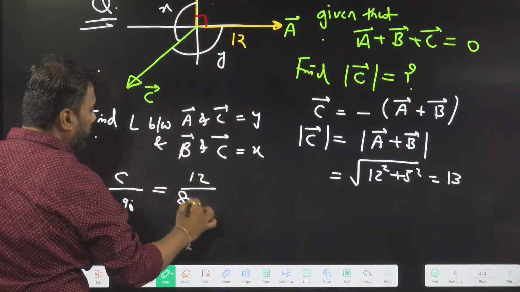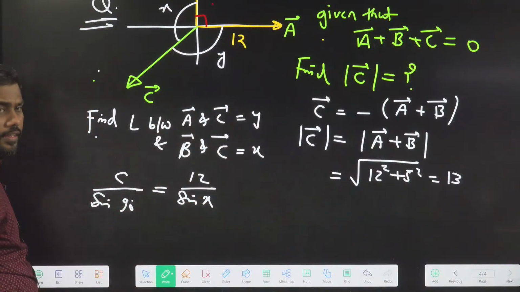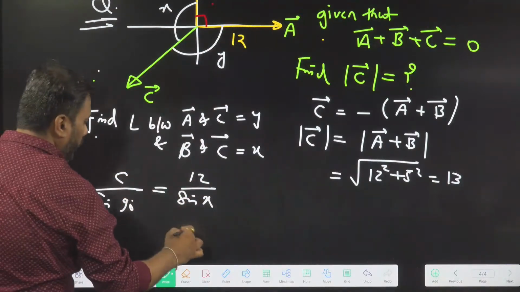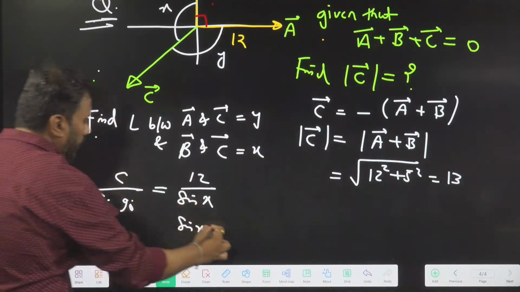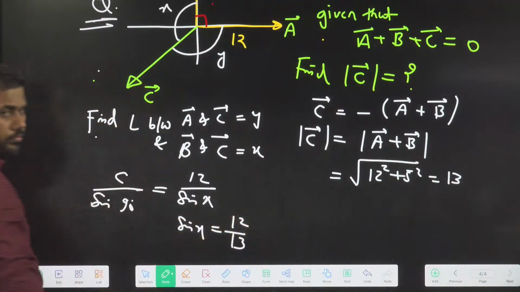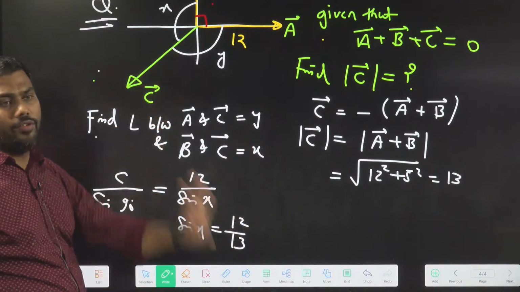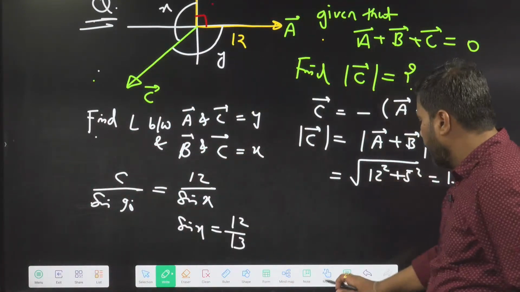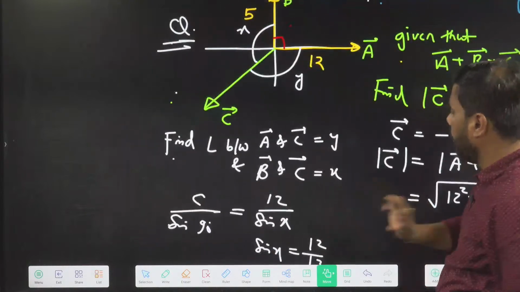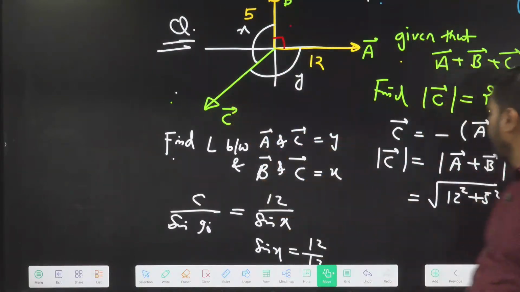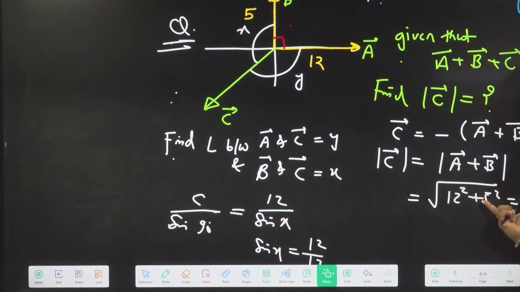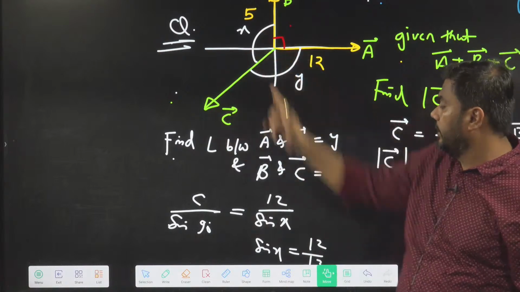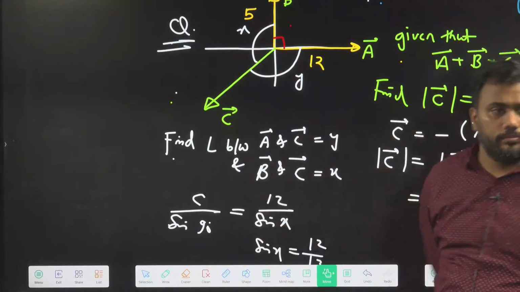So then 12 by sine x. So you can find sine x here. Sine 90 is 1. The length of C we know is 13. So sine x must be 12 by 13. And similarly we can find sine y also. Is this part clear? The length of C vector we have calculated is 13. If the length of this vector is known, I can know these angles using the sine law or Lami's theorem.